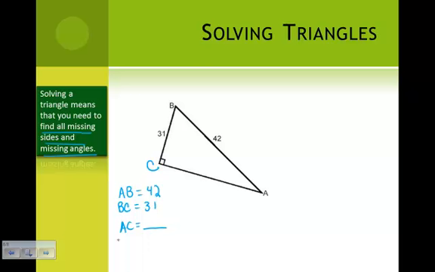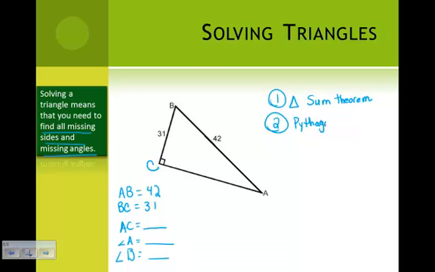We also don't know the angles, angle A, and we don't know angle B, but we do know that angle C is our 90-degree angle. So there's 3 things that you want to keep in mind when you're solving any right triangle. The one thing you want to keep in mind is the triangle sum theorem, which says that all of the angles add up to 180, or one of the corollaries that says the 2 acute angles add up to 90. The second thing you want to keep in mind is the Pythagorean theorem. If you have 2 sides and you want to find a third side of a right triangle, that's the way to go.